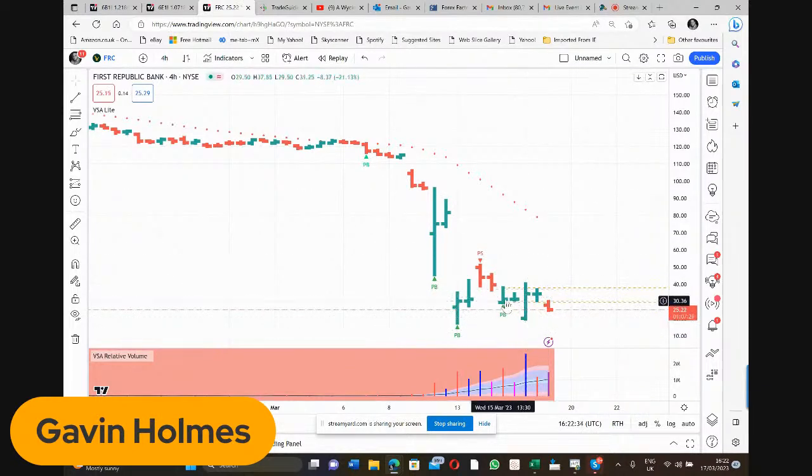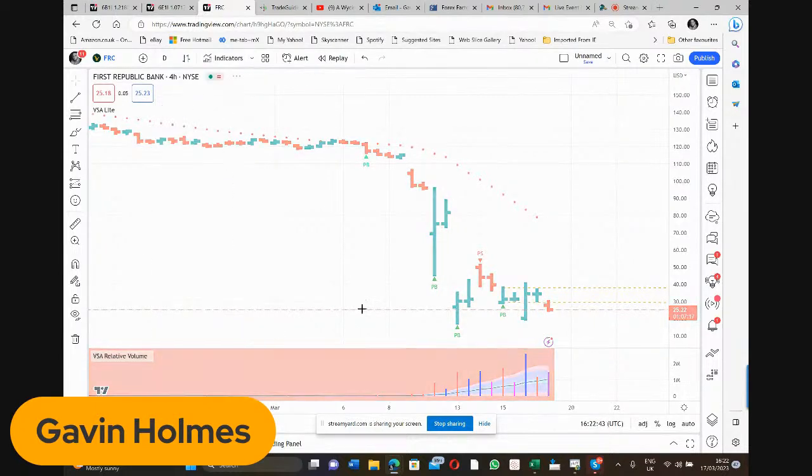So you've got the buying. Now, what happens? We need to see a test in this area. Now, this is a 4-hour chart. But if you go to the daily, that's the one you probably want to look at if you're a stock trader.